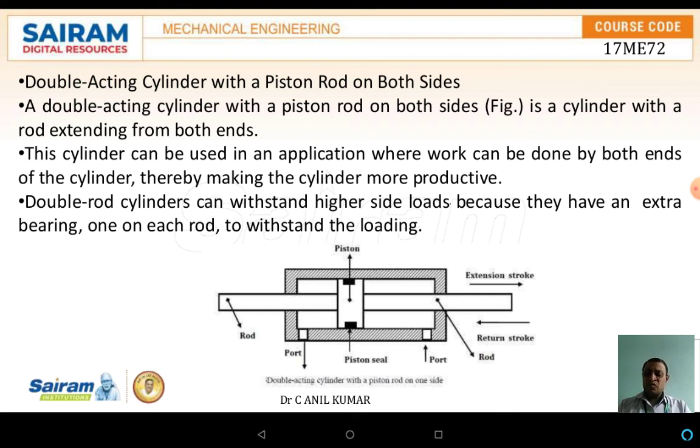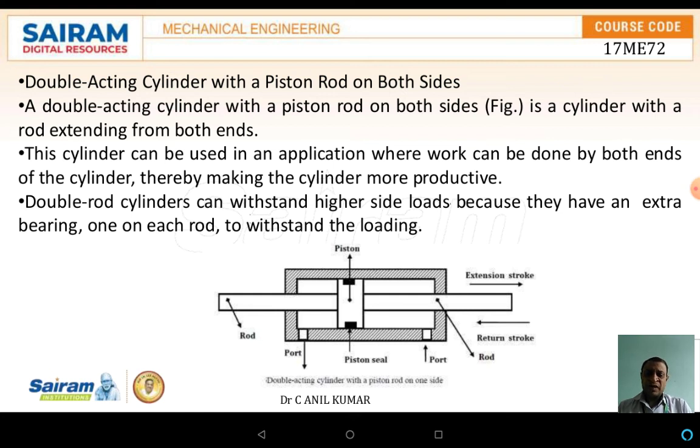The schematic diagram shows the double acting cylinder with a piston rod on both the sides. The piston consists of two ends, and for both the ends, the rods are connected. In the extension stroke and also the return stroke, the work is done on both the sides. With respect to the ports, the ports remain common.